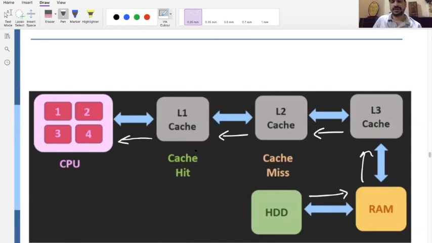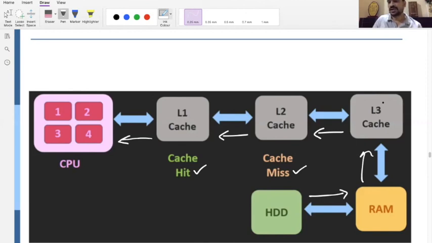If the instruction required by the CPU is available in the cache memory, that is called a cache hit. If the instruction is not there in the cache, it is called a cache miss. So if any instruction is required and it is there in the L1 cache, that phenomenon is called a cache hit. Let's say we look in L1, it is not there. We look in L2, it is not there. Then it is called a cache miss.